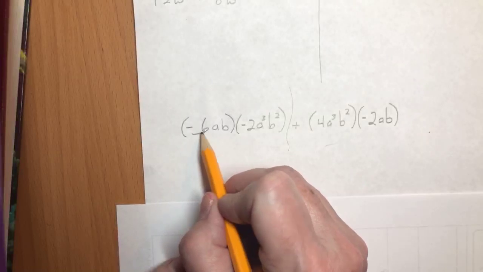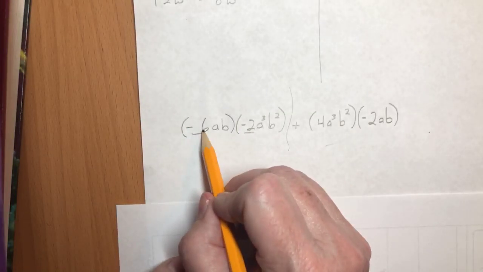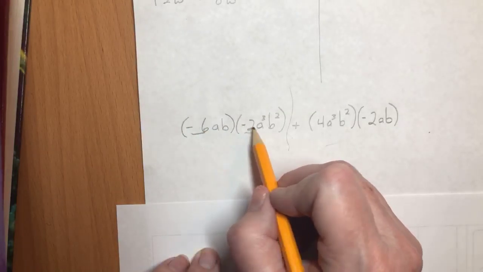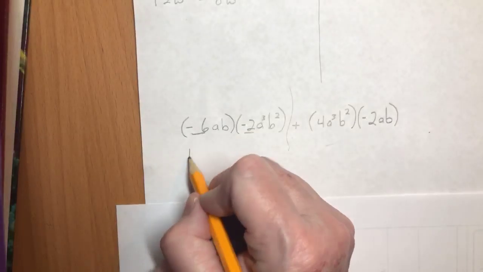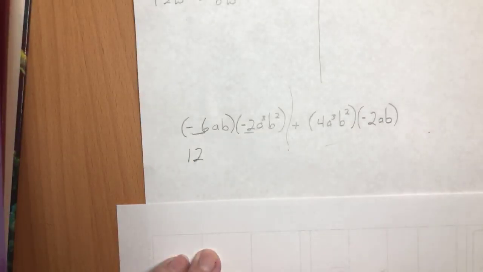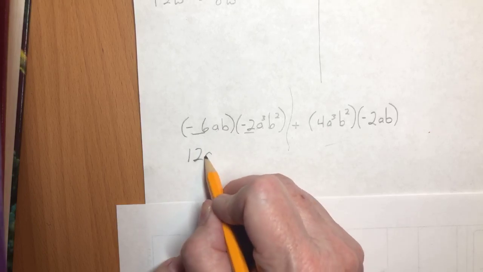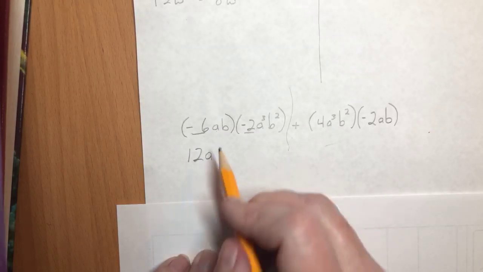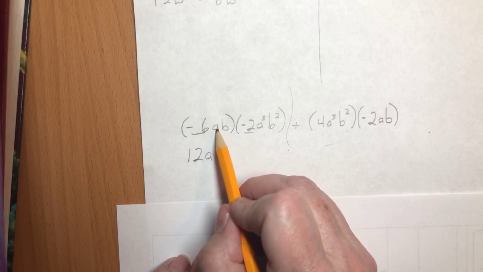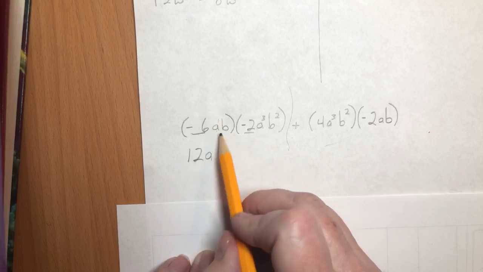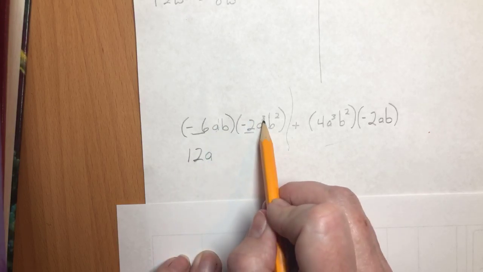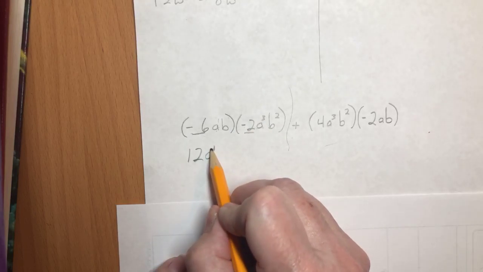We take our coefficients, -6 times -2, and that gets us a positive 12. Now let's worry about our variables. What comes first, A or B? A, right? So put your A down. Now we don't see it, but what's up here? A 1. So 1 plus 3 is 4.